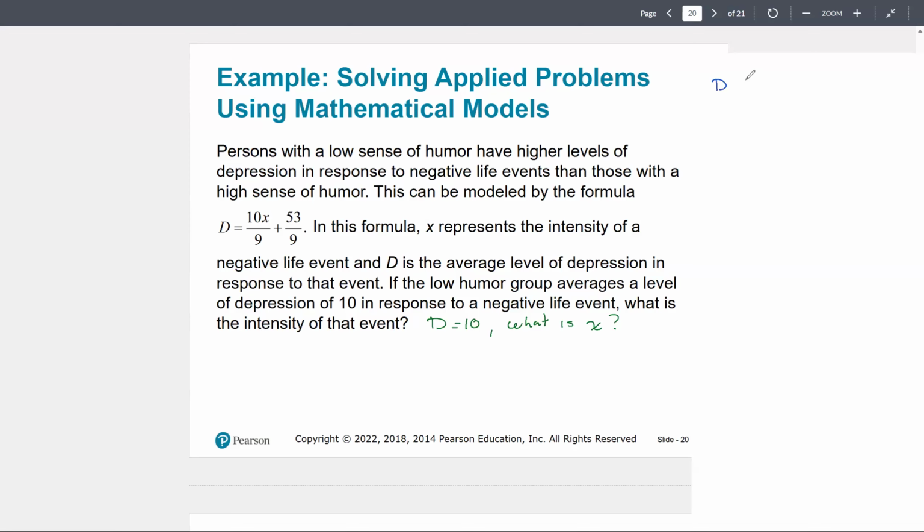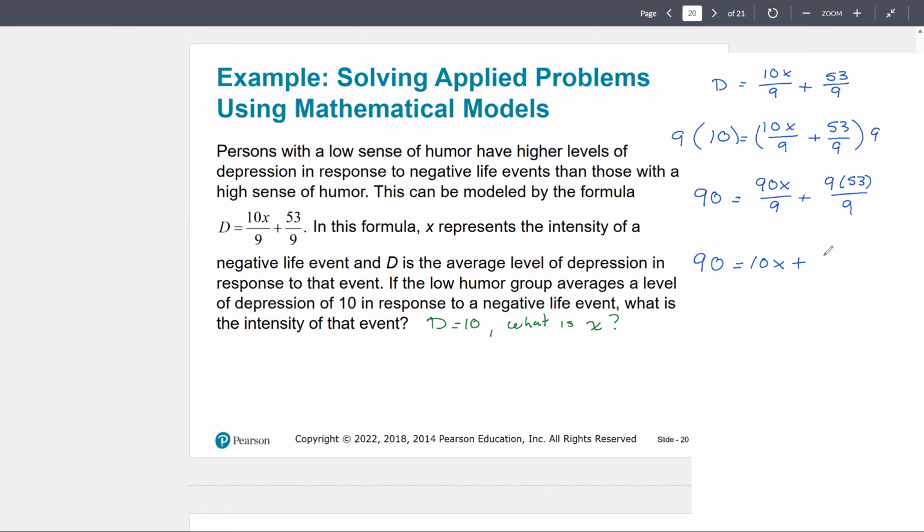So if we take D equals 10x over 9 plus 53 over 9, and now we say, well, D has to be 10. So we have 10 equals 10x over 9 plus 53 over 9. So we don't like these 9s, right? So all I have to do to solve for x is just multiply both sides by 9. So we get 90 is equal to 90x over 9 plus, we'll leave it like this, 9 times 53 over 9. So 90 is equal to 10x plus 53.